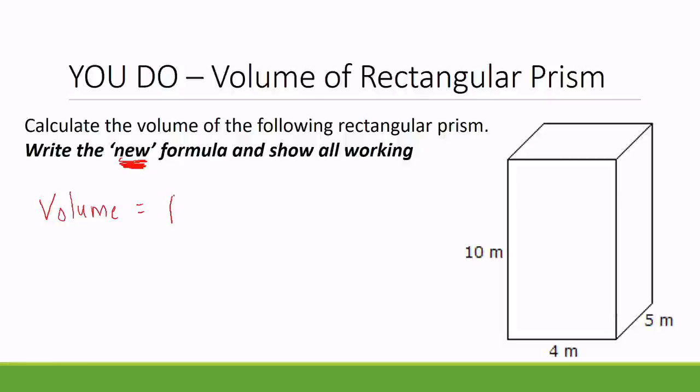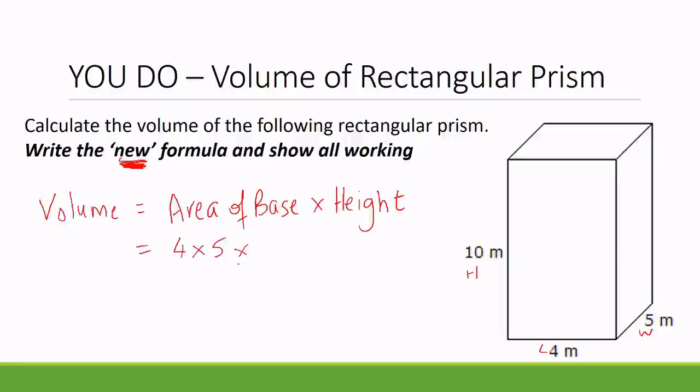Okay. Volume equals area of base times height. That's our new formula. It's a rectangular base prism. So we've got a rectangle on the base, and how do we find the area of a rectangle? We multiply its length by its width. So we're going to go 4 times 5, and then we multiply by its height. And there's the height right there, 10, just as before.